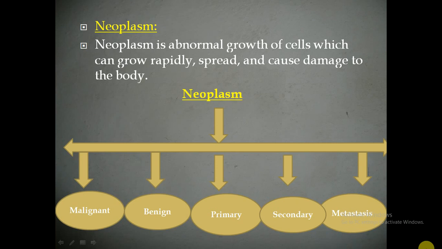It is an abnormal growth of the cells. So whenever there is abnormal growth of the cells, they will rapidly spread and damage the body or body part. So this neoplasm is of 5 types. What are those? We will see: malignant, benign, primary, secondary and metastasis.